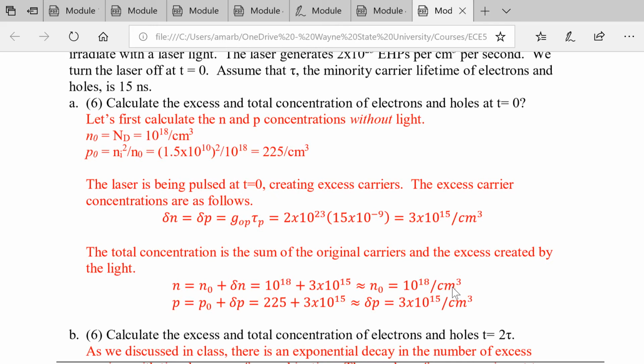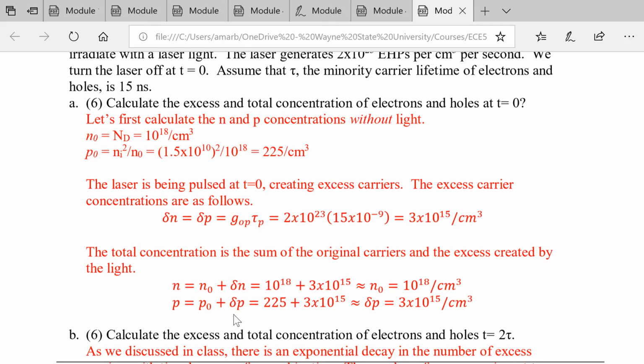So fractionally, like percentage-wise, the electron concentration didn't change very much. The electron was a majority carrier, and the majority carrier didn't change by a significant fraction. So what is that called when we do that? Low-level injection. Got it. Right, exactly.